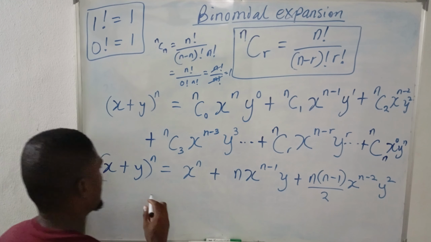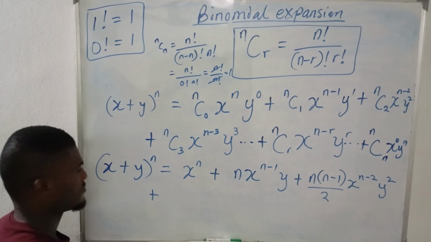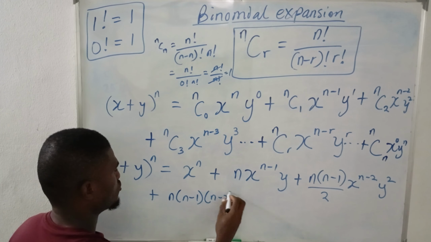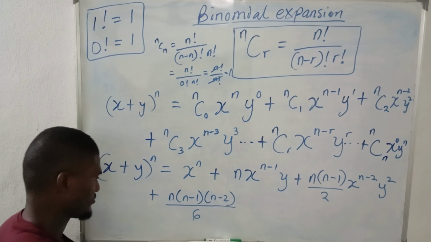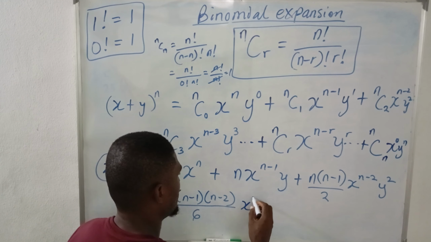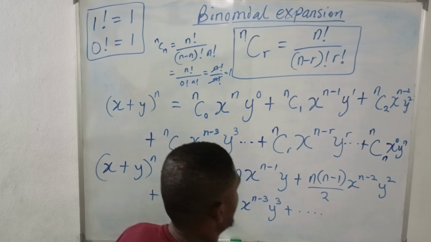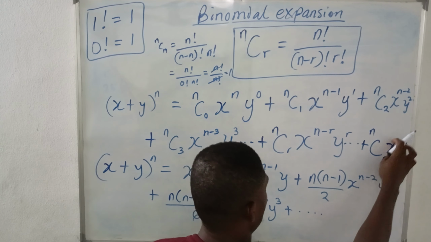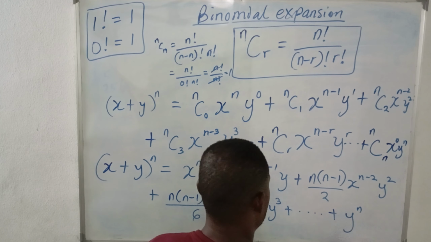So if you did this correctly, this should have been equal to n into n minus 1 into n minus 2 divided by 6. And then here we have x raised to the power of n minus 3, y raised to the power of 3, plus dot dot dot. And then this will go down to x raised to the power of 0 is 1, this is 1, and we are left with y raised to the power of n.